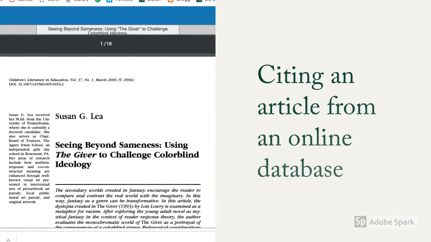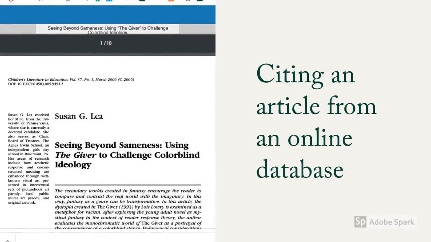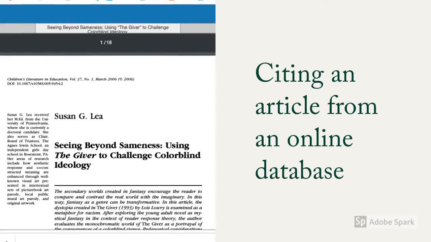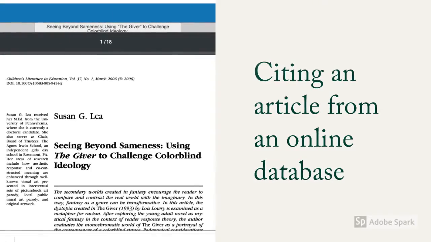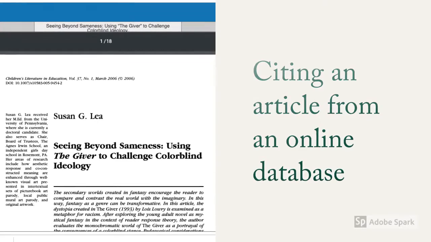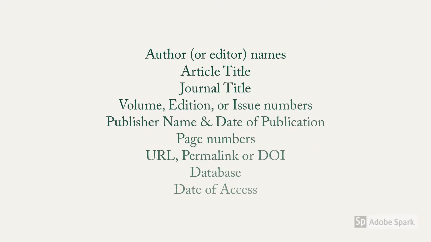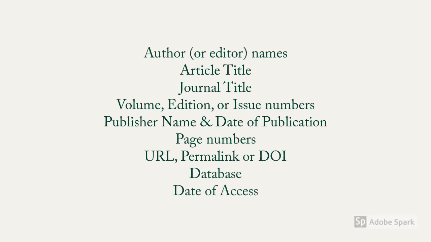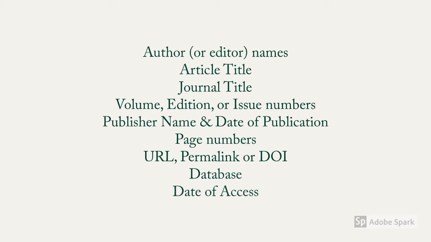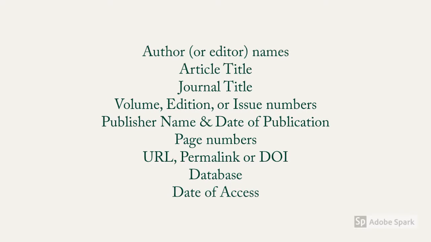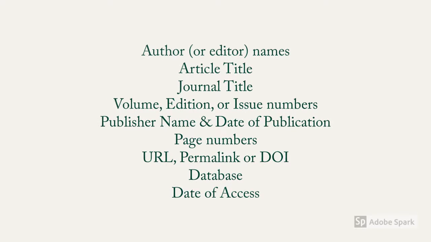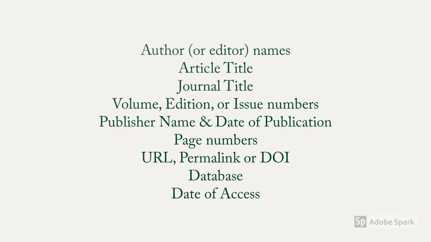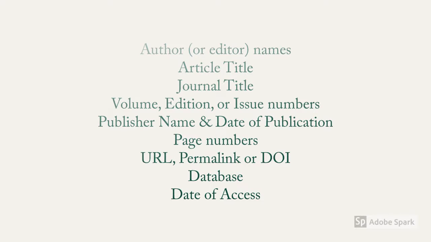Another very common type of source you will encounter is an article from an online database such as EBSCOhost, JSTOR, or LexisNexis. For this example, we will use an article about The Giver retrieved from a journal using EBSCOhost. The list of information needed grows a bit as we move from books in print to journals found in an online database. We will need to know the name of the author or editor, the title of the article and journal, any volume, edition, or issue numbers listed, the publisher name and date of publication, the page numbers of the article, the URL, permalink, or DOI number, the database used, and the date of access.